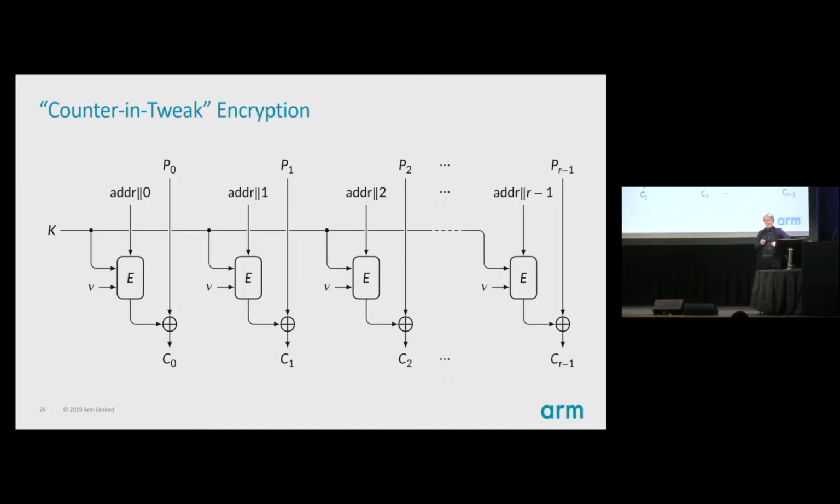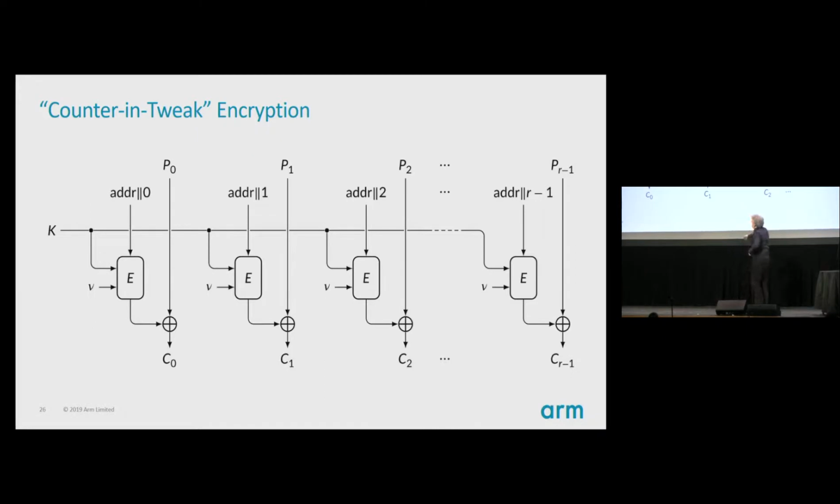OK, but we can use these in a very nifty way also to simplify some security proofs. Counter in tweak encryption. So we use the tweakable block cipher to generate a key stream, to XOR the plaintext with it to get the ciphertext. The nice thing is that we use the same counter here. So when you write to the same cache line, you have to change the counter. But that's how you get the freshness.